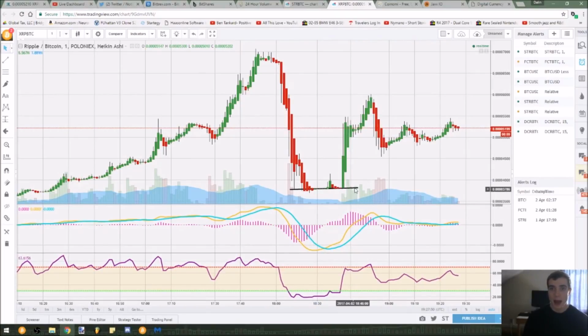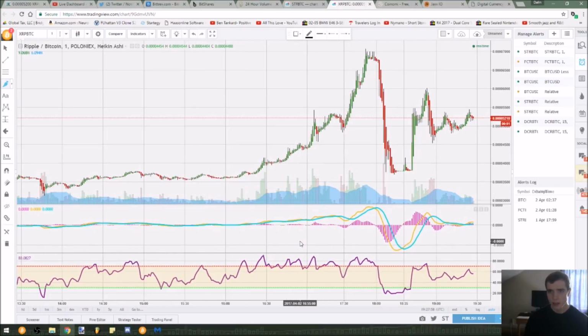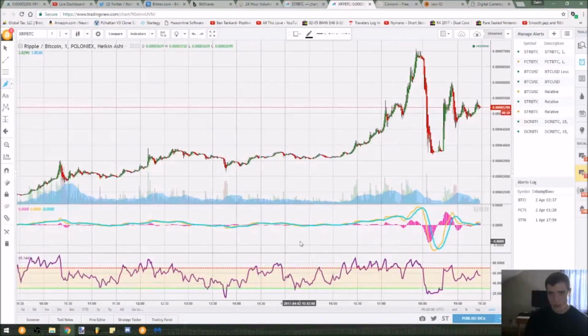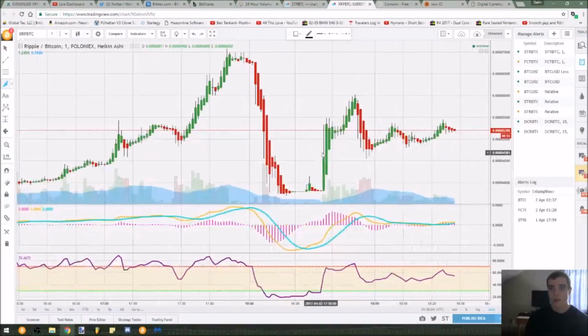Now, I'm still expecting this coin to be going up for a little while, and I'll point out why I feel that way. Basically, there's a lot of volume, which is a very, very strong indication of price direction. I talk about that a lot.